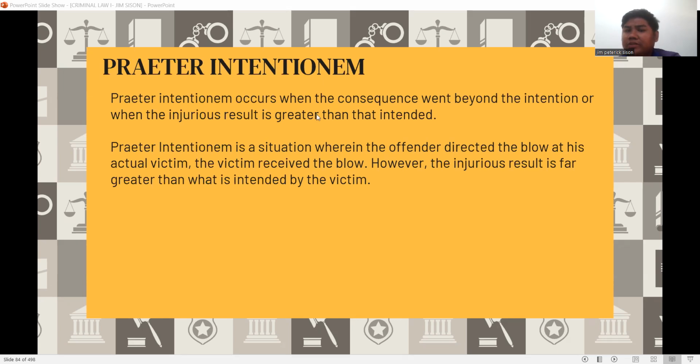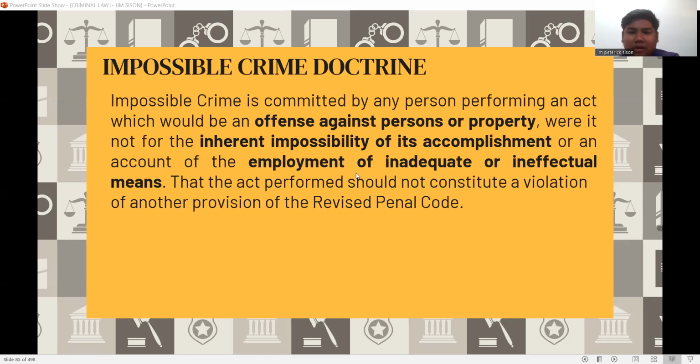So praeter intentionem occurs when the consequences went beyond the intention, or when the injurious result is greater than that intended. Instead of just punching him, he died. Okay, he fell, his head hit the pavement, and he suffered a brain hemorrhage. Okay, that's praeter intentionem. You are still liable because it is the logical and natural consequence of your actions. Therefore, still liable for homicide. So, praeter intentionem is a situation wherein the offender directed a blow at his actual victim. The victim received the blow. However, the injurious result is far greater than what is intended. Okay?